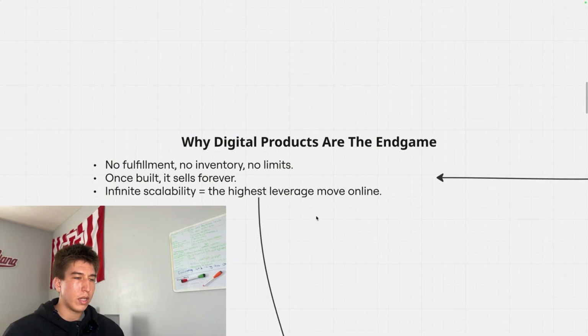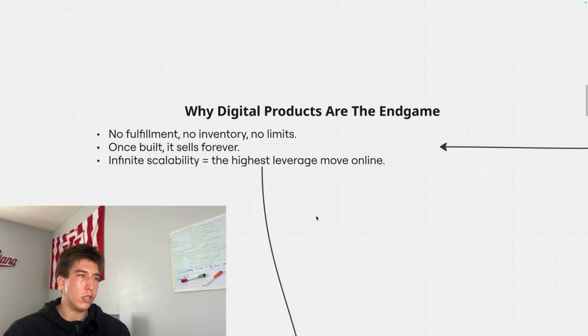So why are digital products the end game? There's no fulfillment, there's no inventory, and there's no limits. If you want to sell a PDF document 1,000,000 times, you can do that. If you want to sell a PDF document without ever touching the page, you can do that. If you're selling clothing, someone orders it, you have to package it, you have to keep buying inventory, you have to do all these extra things.